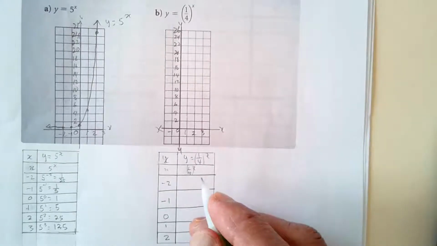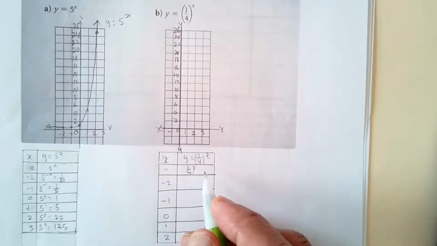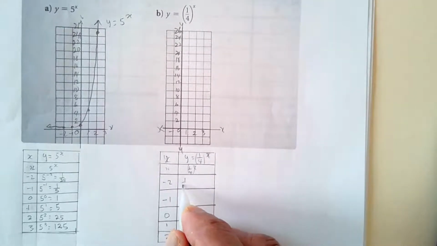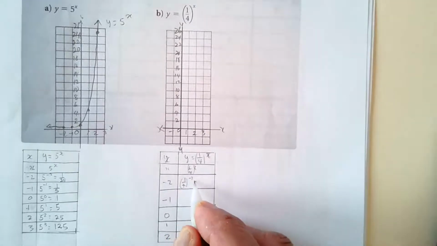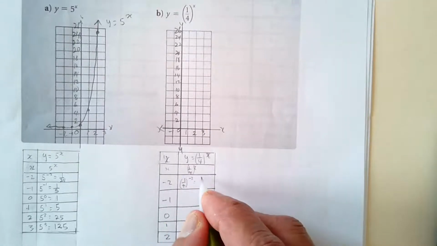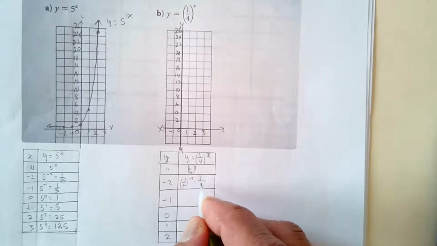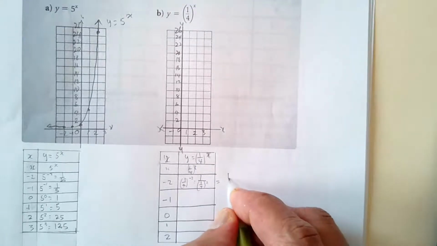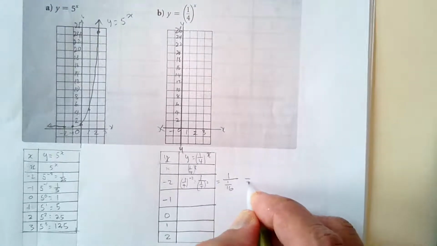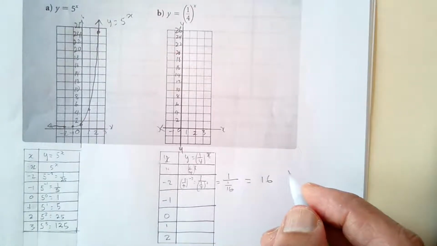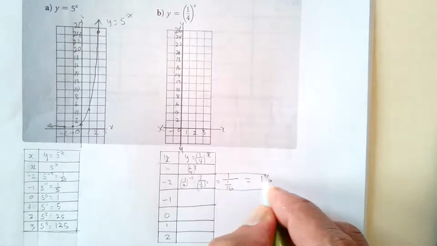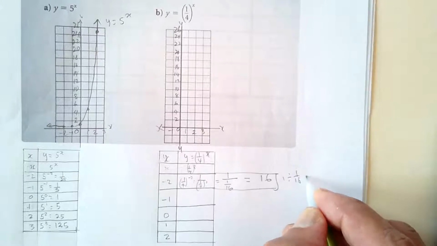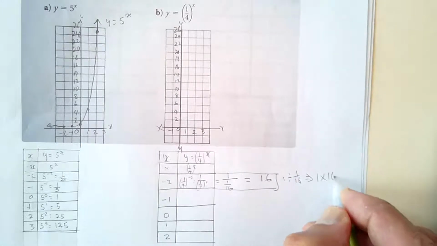Now, look what happens here. We have where a is between 0 and 1. So 1/4 to the power negative 2, which is 1 over 1/4 to the power 2, which gives me 1 over 1/16, which works out to be 16, because 1 divided by 1/16 is equal to 1 multiplied by 16 over 1.